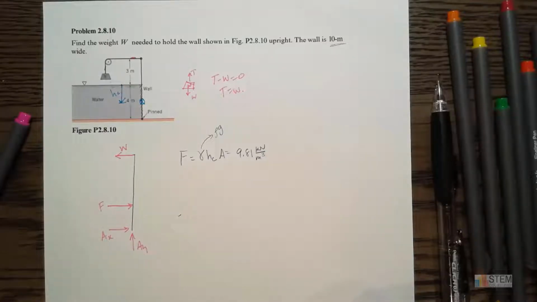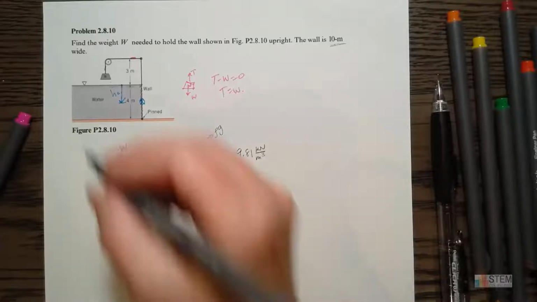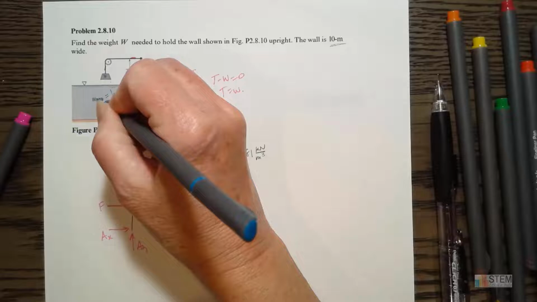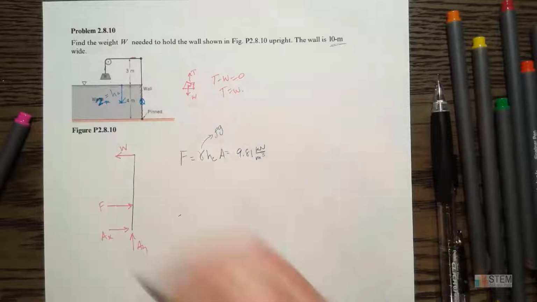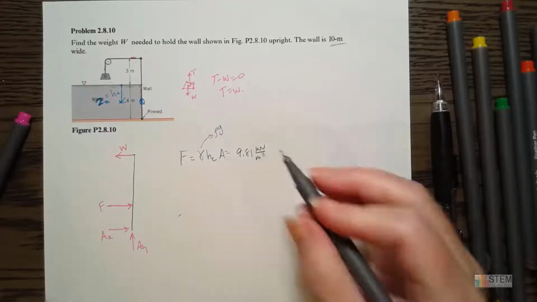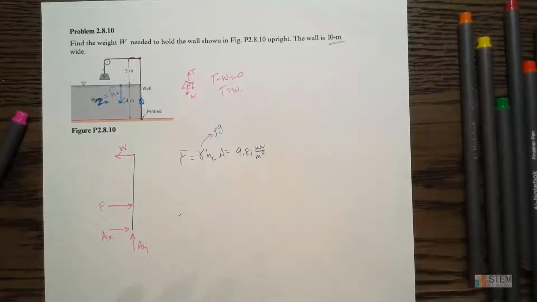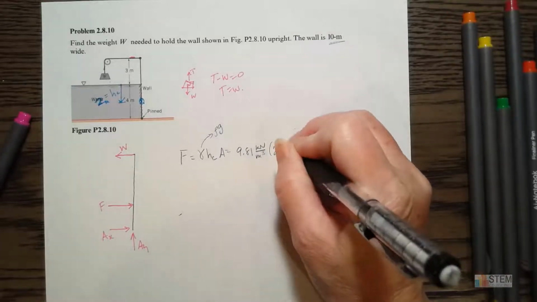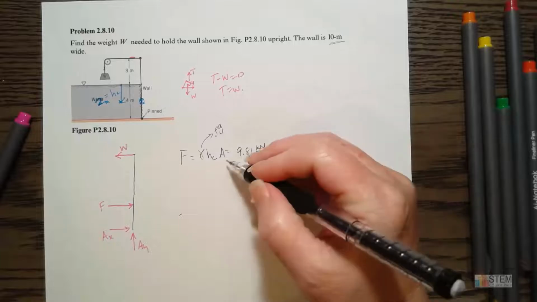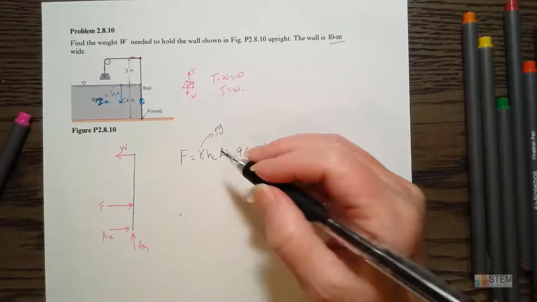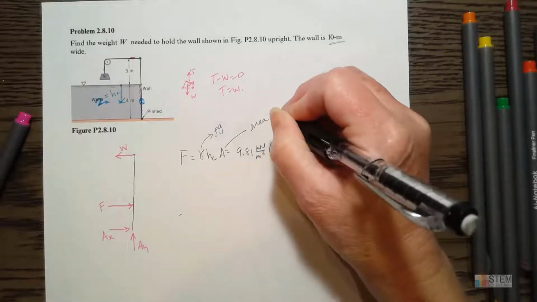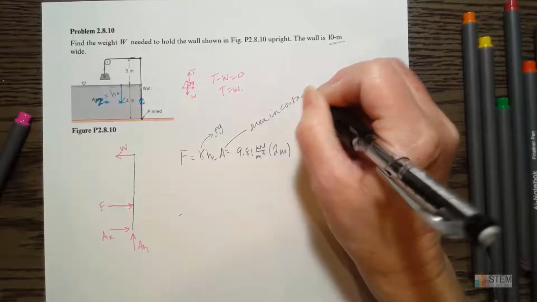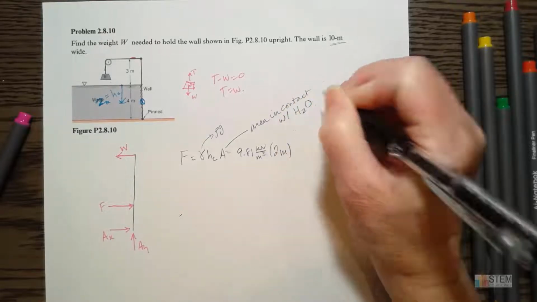So what value would that be? That would be 2, because that's half of 4. It's hard to read that there. 2 meters. So HC is going to be 2. Let's plug that in, 2 meters. And then now I need the area. This is the area that's in contact with the water. Let's make a note. All right, so that's in contact with the water.